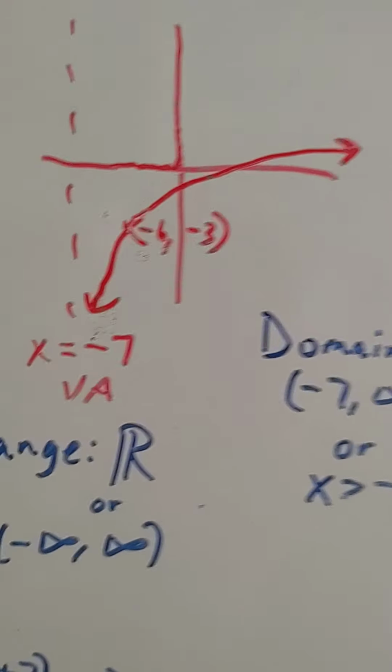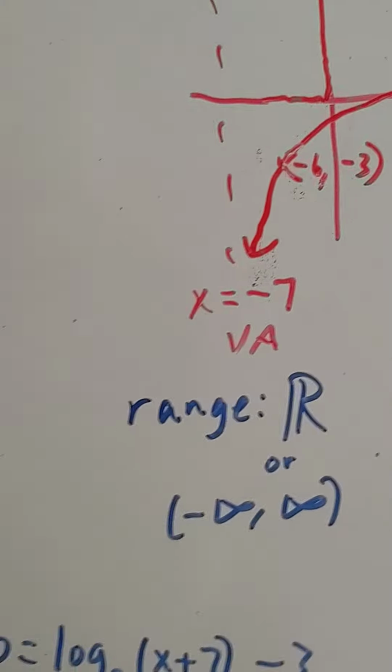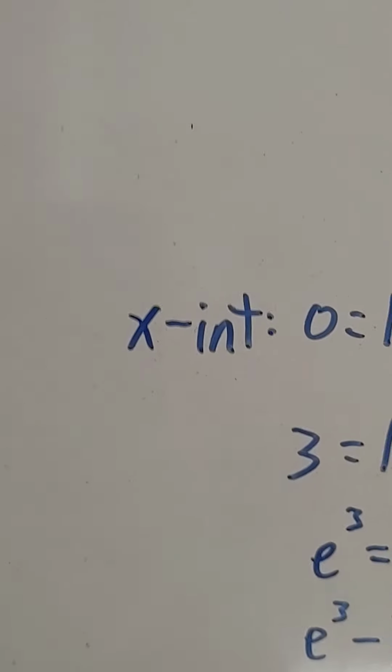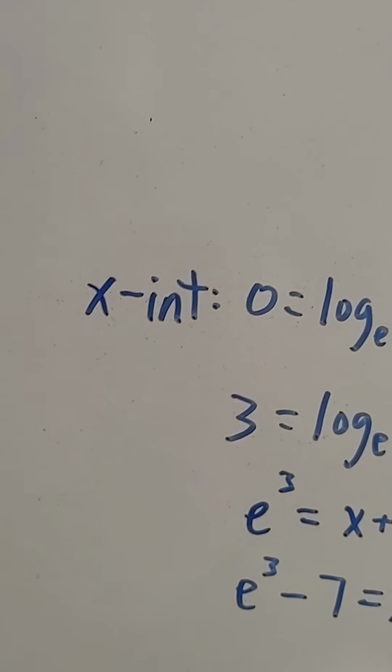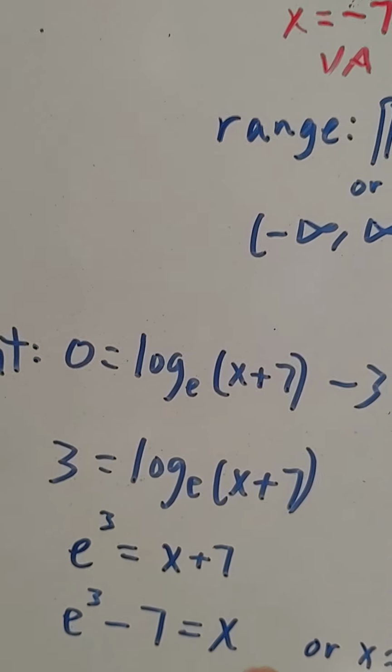Let's find the x-intercept now. We know we got one because I see it crossing the x-axis. So let's do it algebraically. How do you solve for an x-intercept? Always done the same way. You let y equals 0 and solve for x. So that's my first step right here.